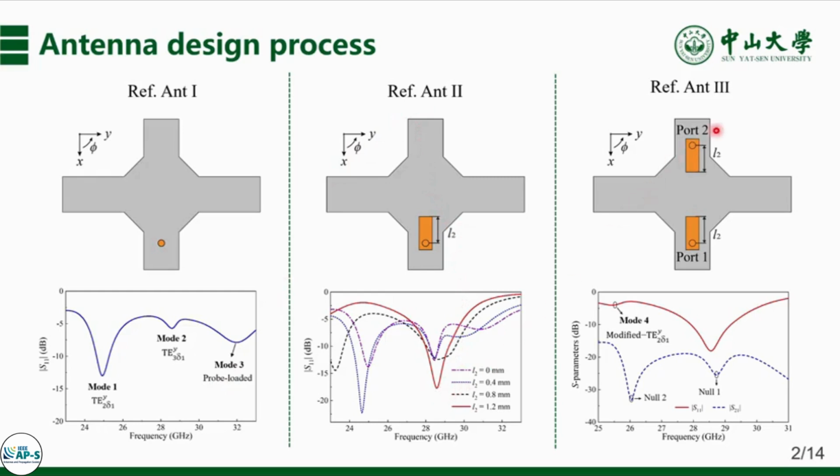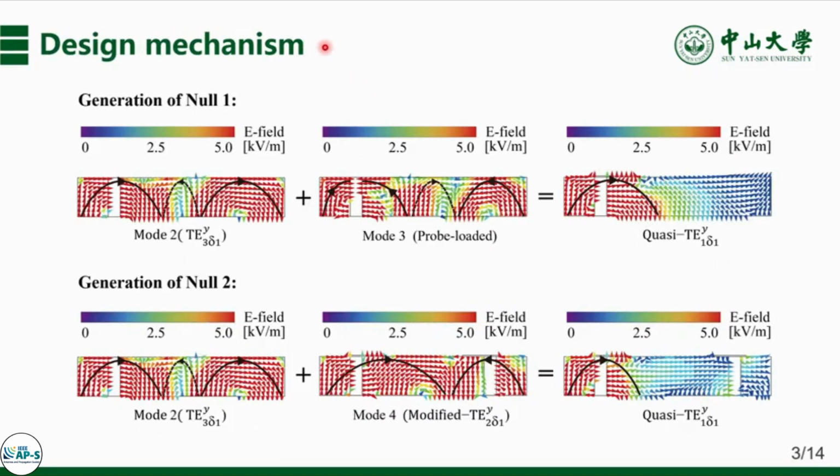Antenna 3 is extended to 2 ports, and there are 2 transmission nodes in its S parameter. The mechanism behind the 2 nodes is shown in the 2 graphs here. Node 1 is formed by the superposition of mode 2 and 3, and node 2 is formed by the superposition of mode 2 and 4. They both lead to a quasi-TE1.1 mode.